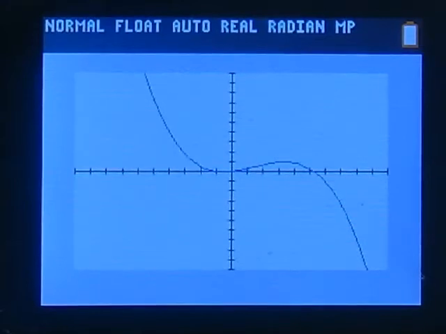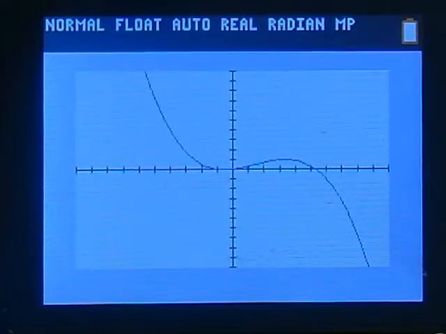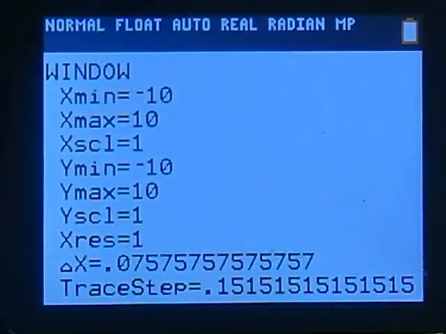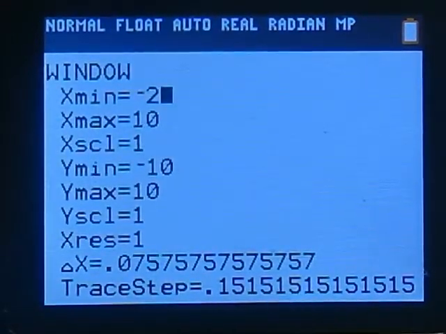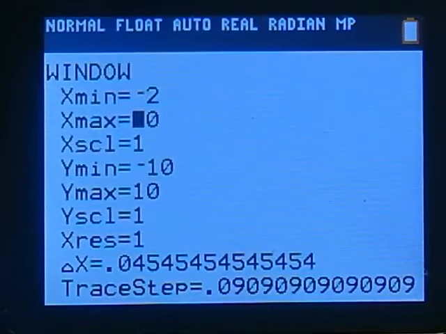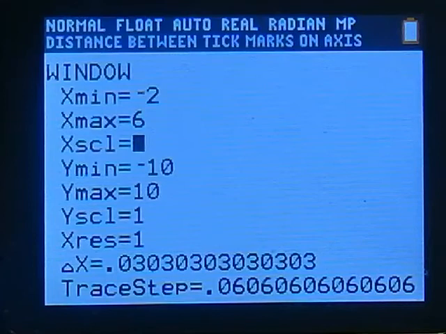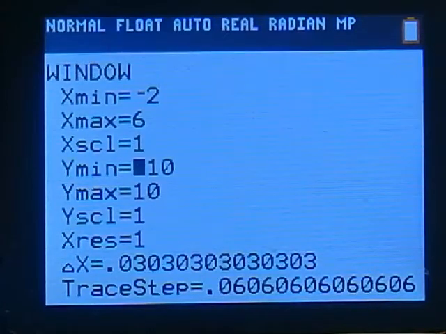Okay, this graph that's like this doesn't say much. So we need to manage the graph by changing the window. So I'm going to go over there, window. I want my x minimum to be 0, but actually let's make it a little smaller than that so that I can see the y-axis. I've got an x max of 10, that's fine, but I don't need that much. Let's just go up to 6. Okay, and let's make the scale go by ones, that's fine. And the y minimum, well, I just need to go down to where the volume is 0.